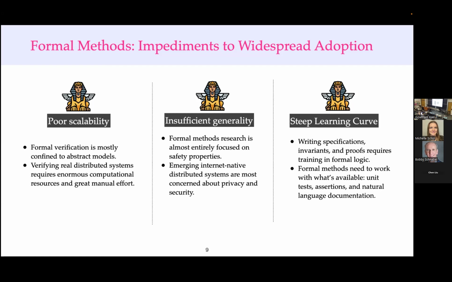The last is the steep learning curve that is generally associated with applying formal verification because users typically have to write specifications, invariants, and proofs. These are not something that programmers generally write in their day job. So formal methods, to be widely applicable, have to work with what's available in terms of unit tests, assert statements, and natural language documentation, and so on, right? So these are what I see as the main pain points for the widespread adoption of formal methods, especially in distributed programming, right?